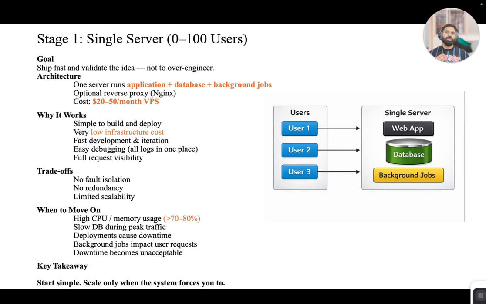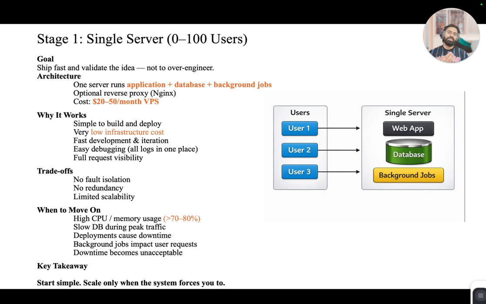Because here the deployment is easy, one server, one deploy, right? Costs are low and predictable, deployment is very fast, and debugging is simple because all the logs will be in one place. So you can trace every request end to end without jumping across services, because there will be a single server, and all the logs will be captured in a single file. So it is easy to debug, right?